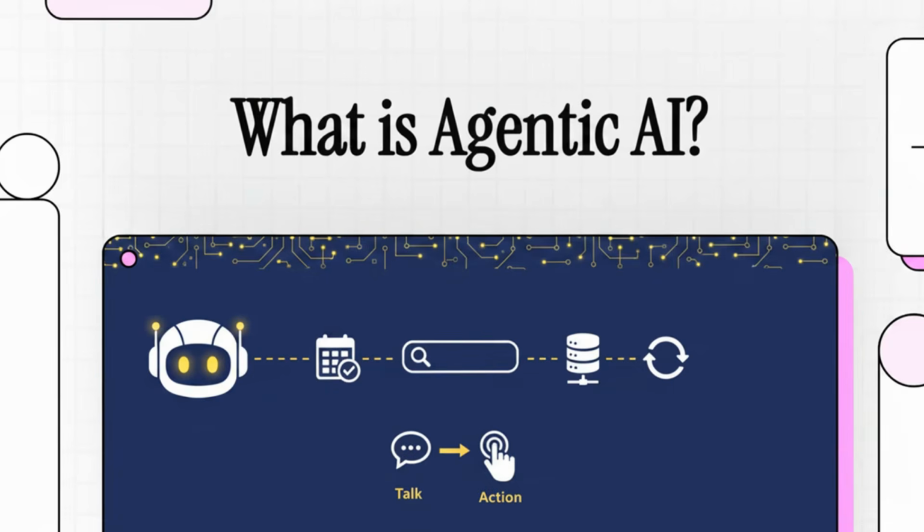Welcome to this explainer. Today, we're diving straight into what is literally the next massive leap in artificial intelligence, Agentic AI. AI is moving incredibly fast right now, but today we're looking at a huge, fundamental shift in how we actually use it. We're moving from an AI that just talks to you to an AI that actually takes action.